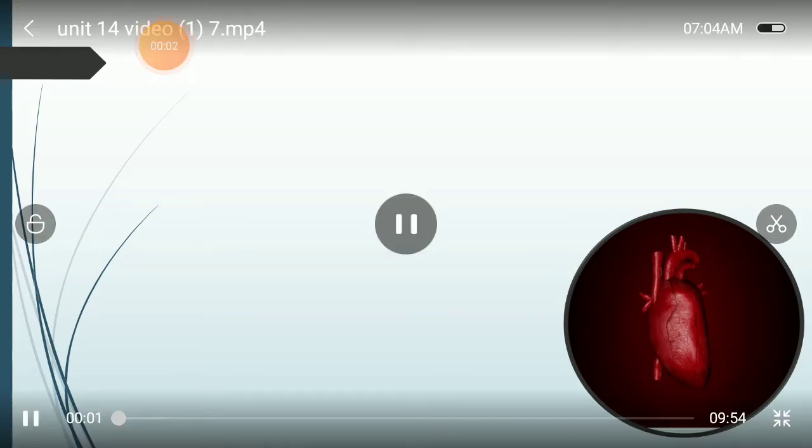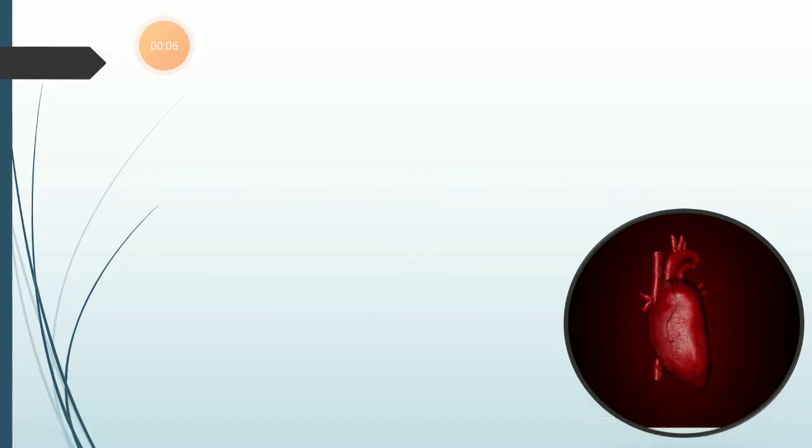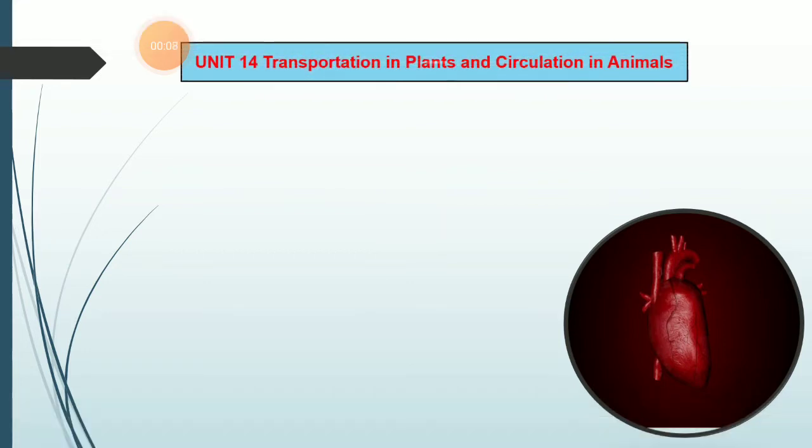Good morning, students. Today we are going to see Unit 14, Transportation in Plants and Circulation in Animals. In the last video we saw the structure and function of the human heart. In this video we are going to see 14.15. The first one, types of blood circulation.